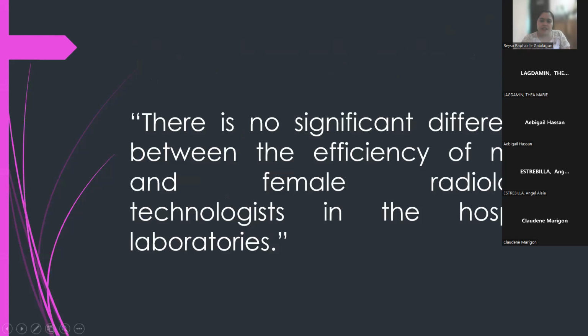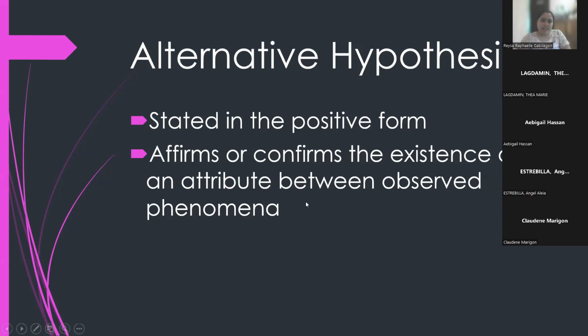So what's the example? We have here an example of a null hypothesis. There is no significant difference between the efficiency of male and female radiologic technologists in the hospital laboratories. Okay, so yung research niya is concerned about the efficiency in terms of work of the rad tech sa hospital. Pero yung kanyang educated guess is in the null form, walang difference naman yung efficiency ng babae at lalaki. So, ang tawag natin dito null kasi in the negative form.